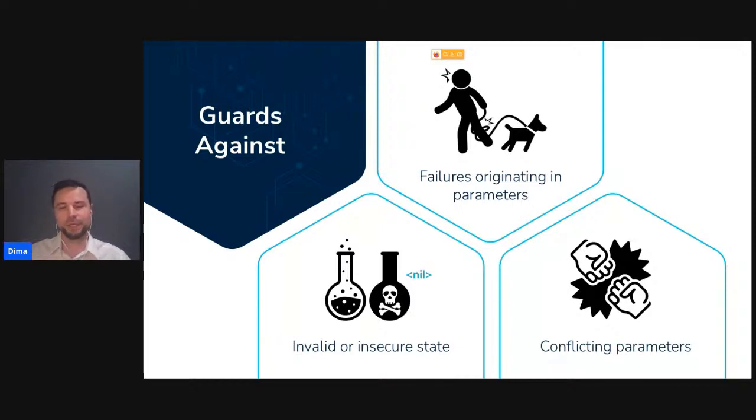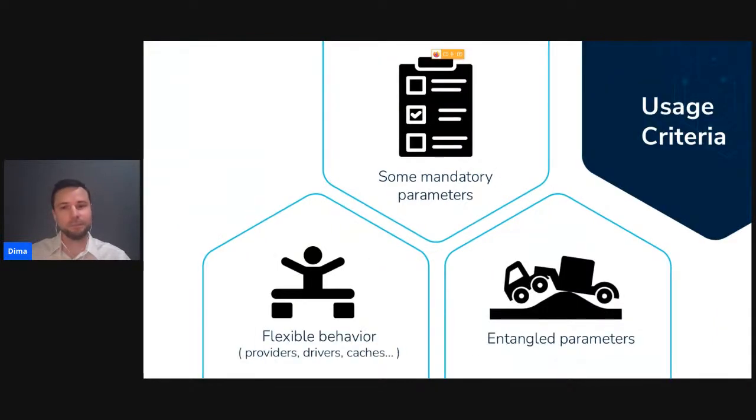And the third, of course, conflicting parameters. You have situations when one parameter can cancel, undermine, or disrupt another parameter, and that would be really bad. So we can use the options pattern to prevent that. Usage criteria, when do we really want to use this? Not all the time. It's great, but it's not great for everything. So typically you will use this once per package, and the package has to be sufficiently sophisticated. So those three criteria will really help you.